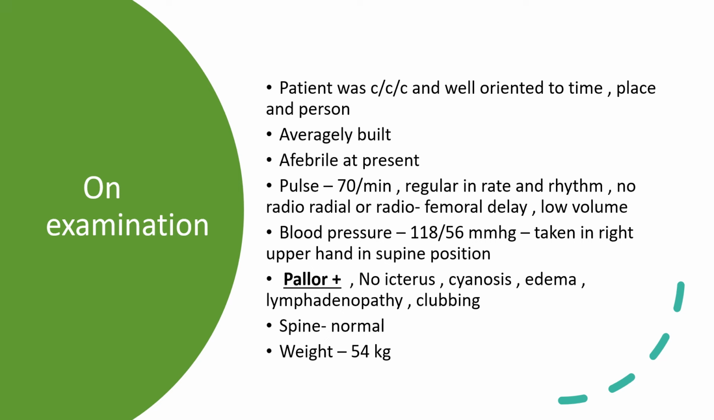On examination, he was an averagely built guy and he had a pulse of 70 per minute, a low volume pulse, and a blood pressure of 118 by 56. Pallor was present on examination.